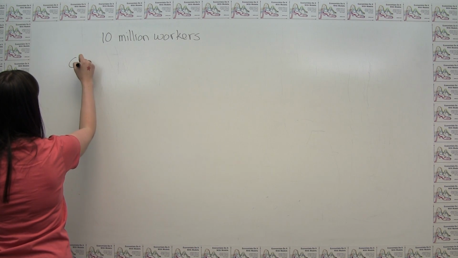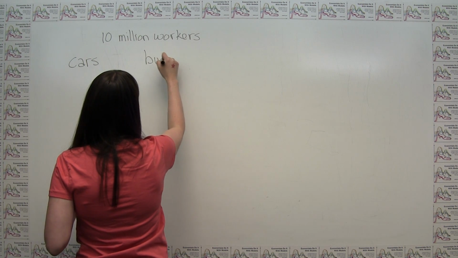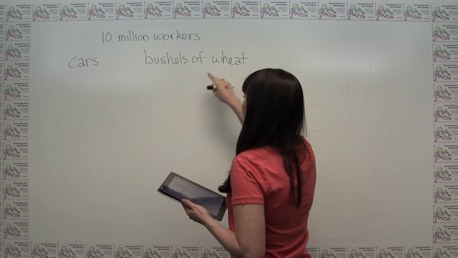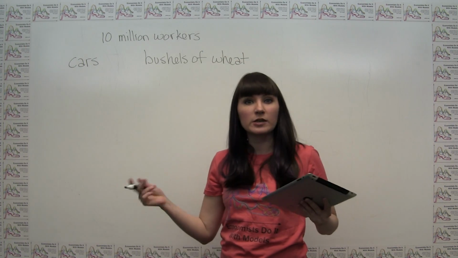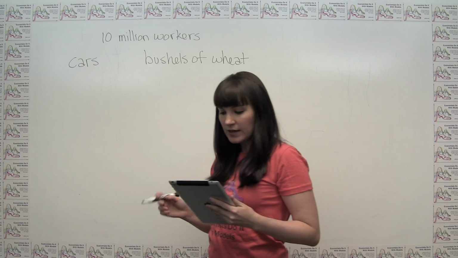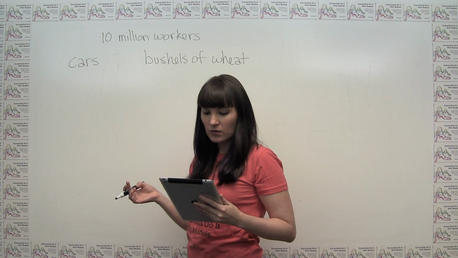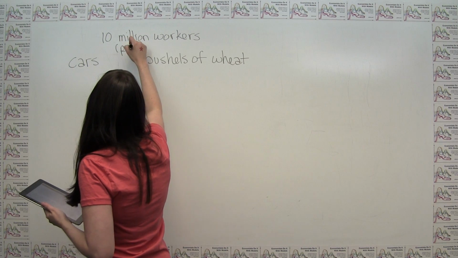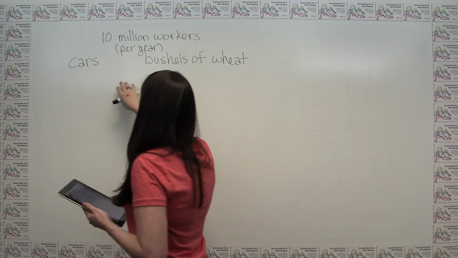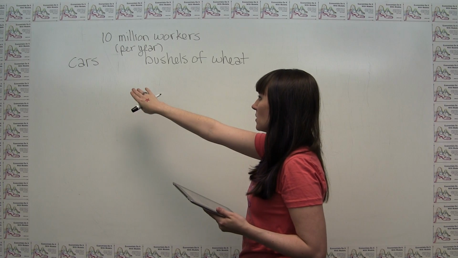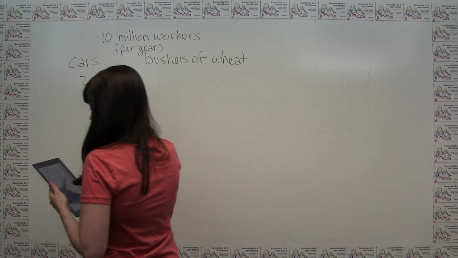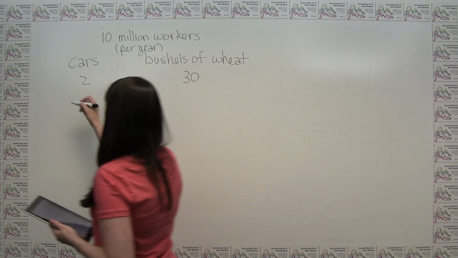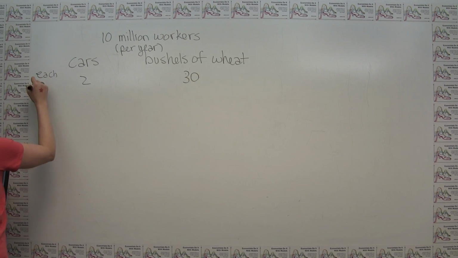So we could just say cars and bushels of wheat. Don't know why I just didn't put wheat, but I guess this makes the unit explicit, whereas the units of cars are pretty obvious. So then we can say, well, each one of those workers can either make 2 cars in 1 year. So this is all per year. We could either say that each worker could make either 2 cars or 30 bushels of wheat. So this would be for each worker.